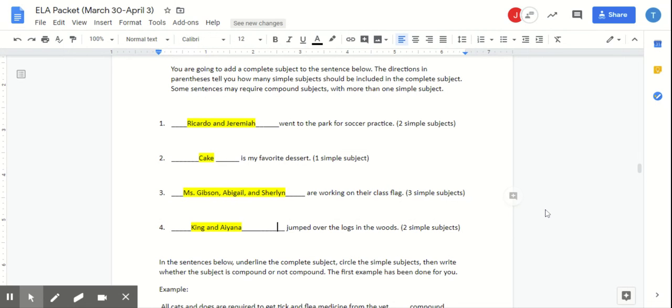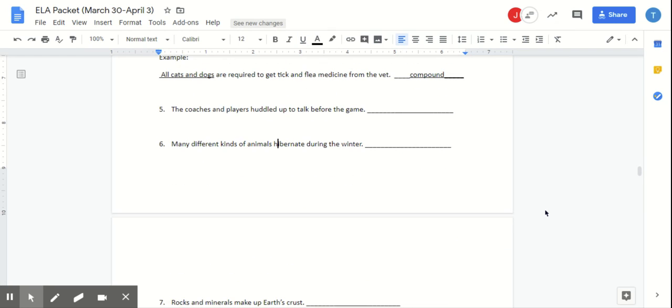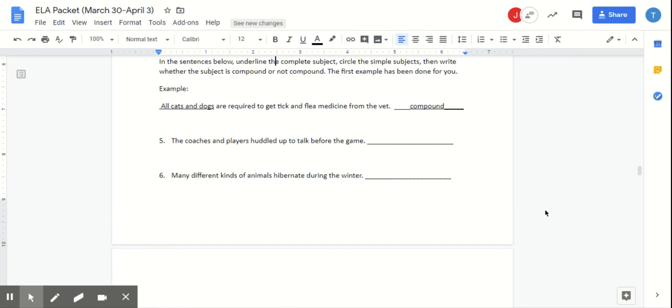If you have trouble with writing down simple subjects to make these complete subjects, make sure that you are reaching out to your teachers and jotting down some notes on the side to help you also with your exit ticket too. Okay, the second part, you guys are going to, in the sentences below, underline the complete subject, circle the simple subjects, then write whether the subject is compound or not compound. The first example has been done for you.